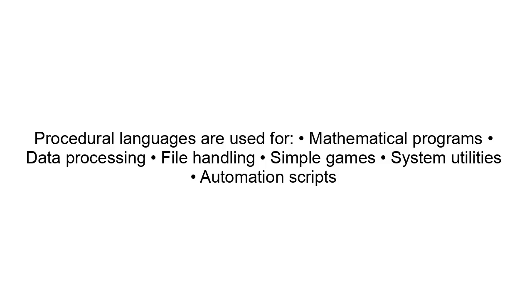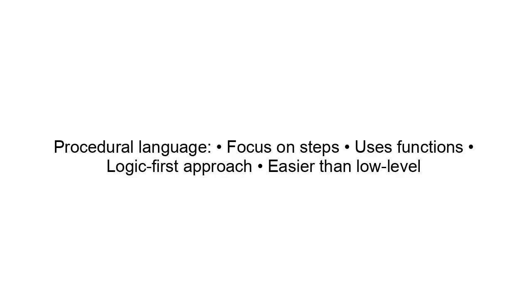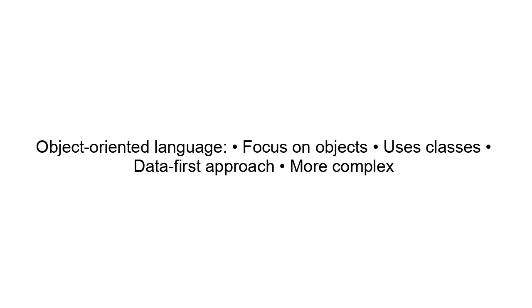Comparison with other language types. Procedural language: focus on steps, uses functions, logic-first approach, easier than low-level. Object-oriented language: focus on objects, uses classes, data-first approach, more complex. So, procedural equals steps. OOP equals objects.